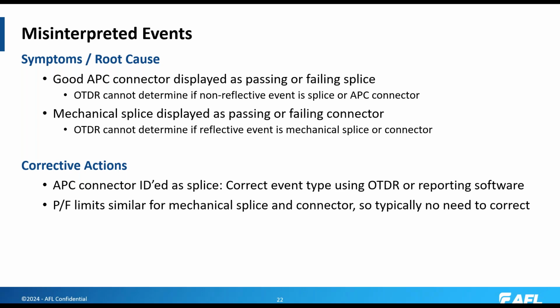With event correction built into the OTDR, you can go in and change the event type from splice to connector. The OTDR will automatically reapply connector pass-fail limits. And if the loss of that event is less than the connector pass-fail limit that you've configured, then that failing splice will become a passing connector.